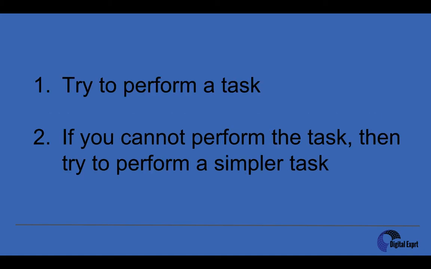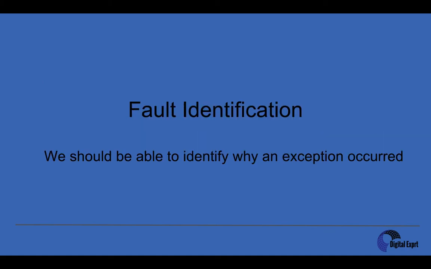So to summarize in 2 steps, step number 1, try to perform a task. Step number 2, if you cannot perform the task, then try to perform a simpler task. So it's very straightforward. This is the gospel of systems programming.